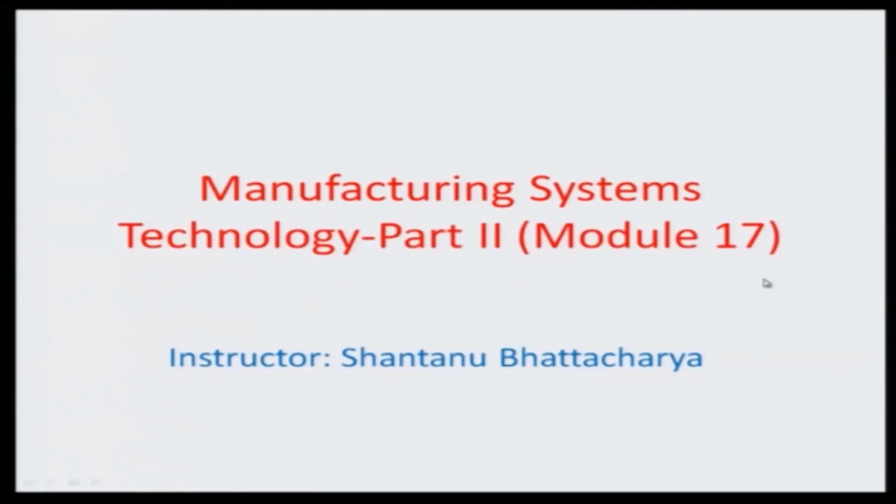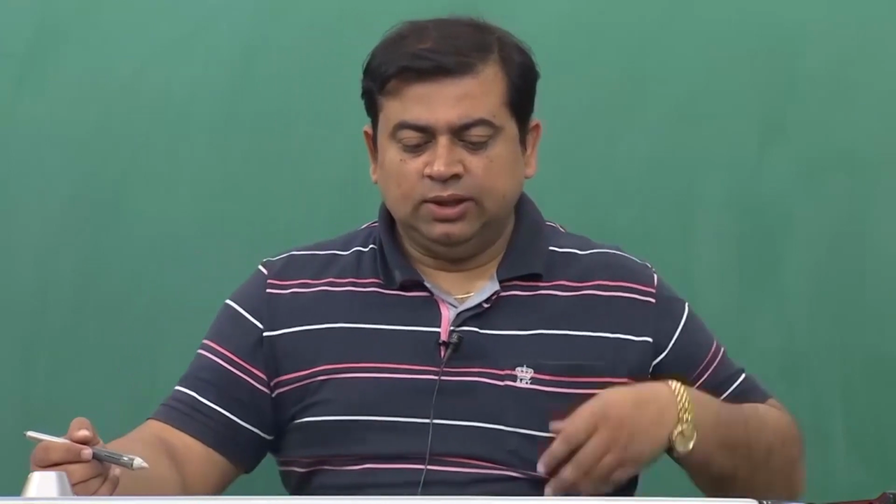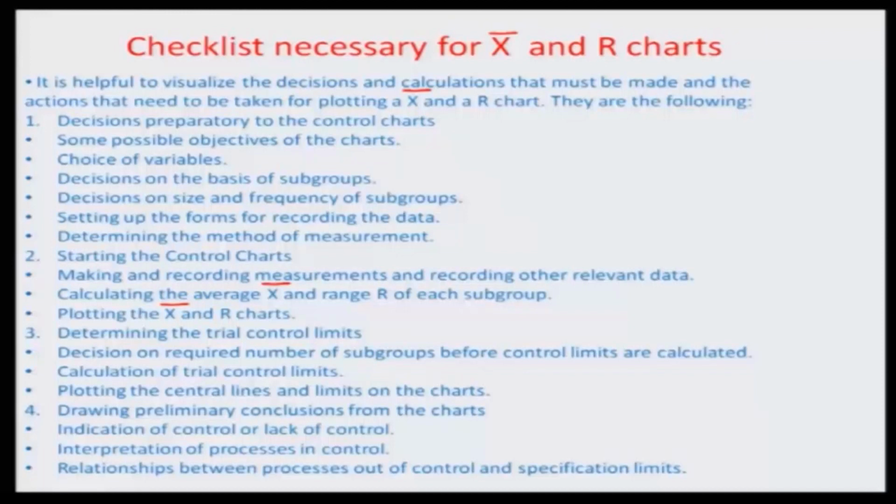Hello and welcome to this Manufacturing Systems Technology Part 2 Module 17. We were talking about the different control charts, and in context of that we have to plot the X bar chart and the R chart as illustrated earlier. So let us look at some of the issues related to the ground realities associated with plotting these X bar and R charts. I would have a checklist which talks about, at the level where the recording has to be carried out, what are the different aspects that one has to keep in mind before generating these X bar and R charts.